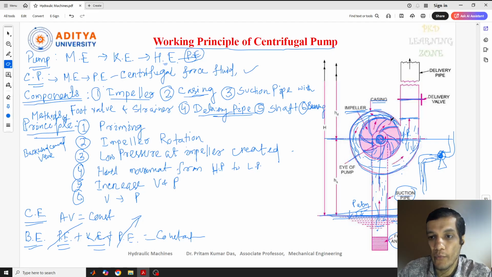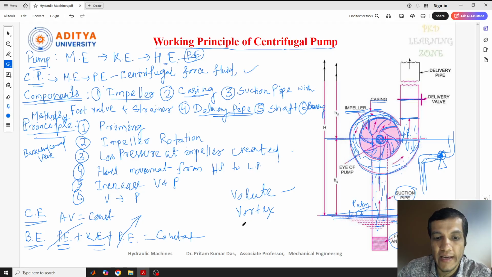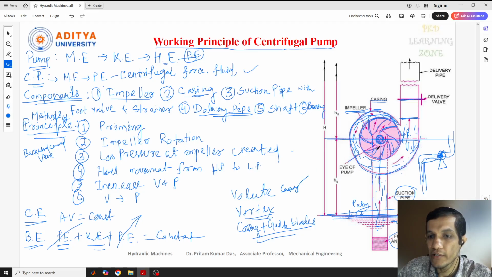One more point I told you is that there are a variety of types of casing. This is one type of casing. Another type is the volute casing. Just keep in mind, different kinds of casings are there. This is our volute casing, which is connected here. Next is the vortex casing. Another one is casing with guide blades, where the casing will be fixed with guide blades. So there are volute casing, vortex casing and casing with guide blades. The volute casing is what we have used here.